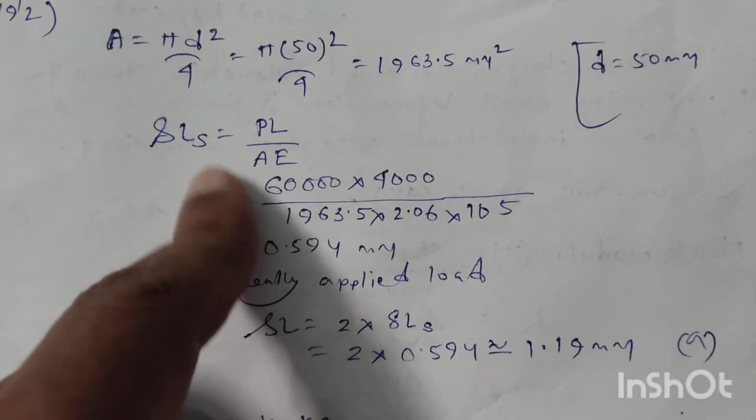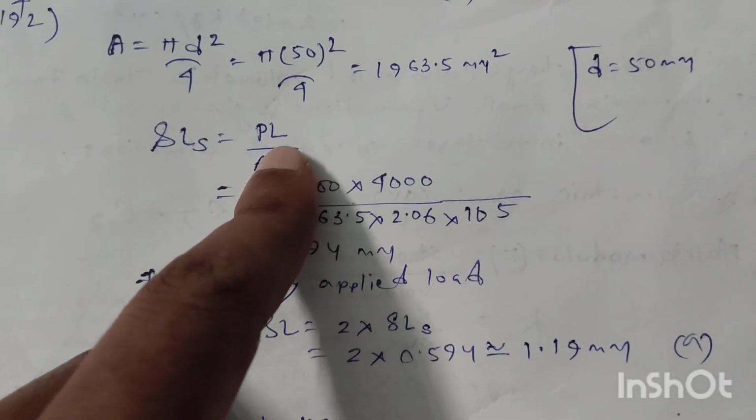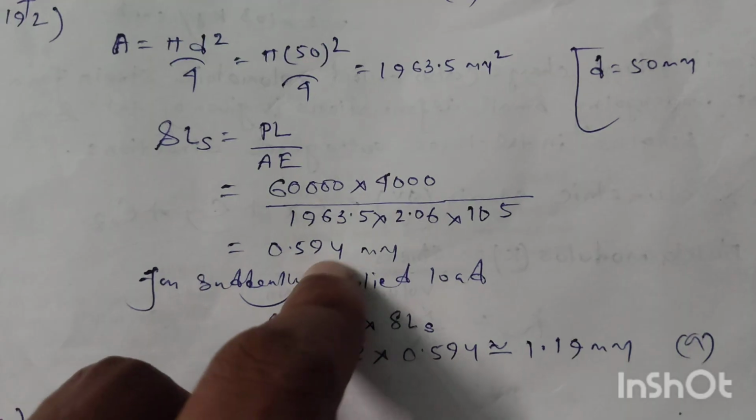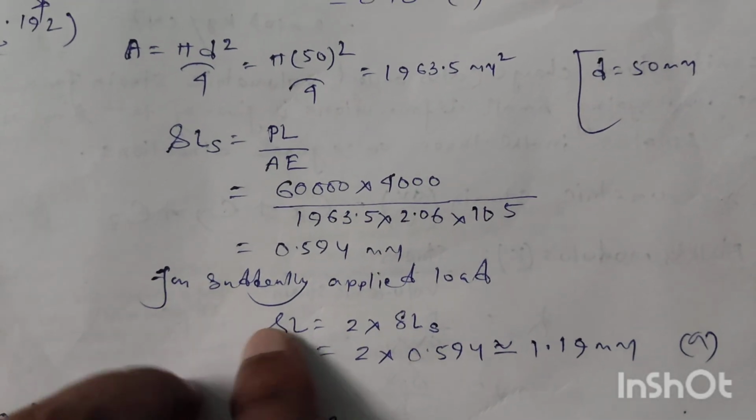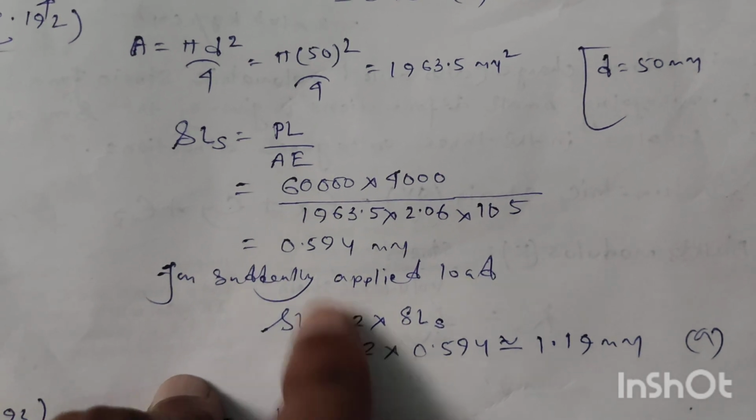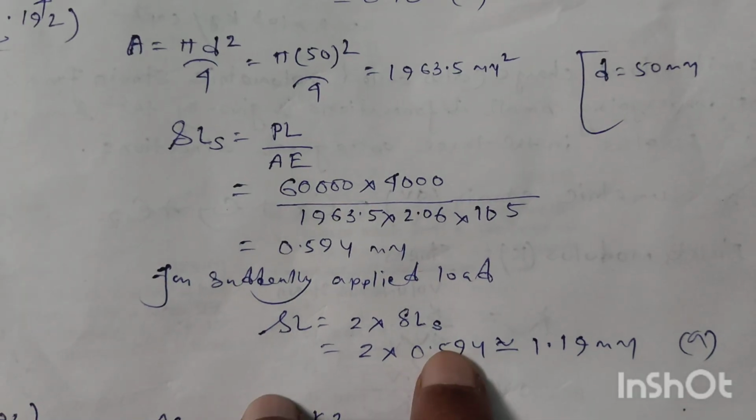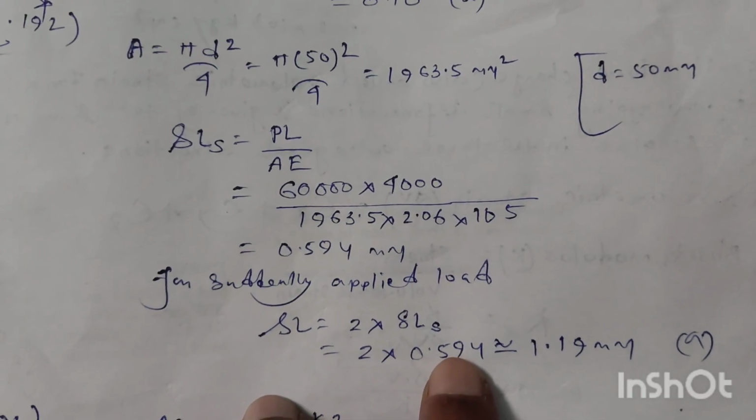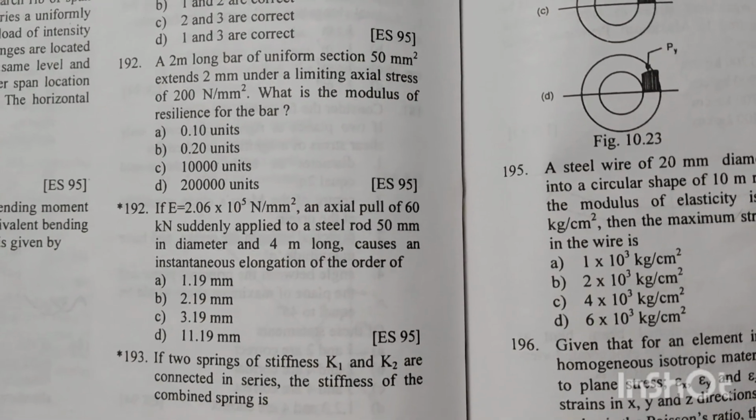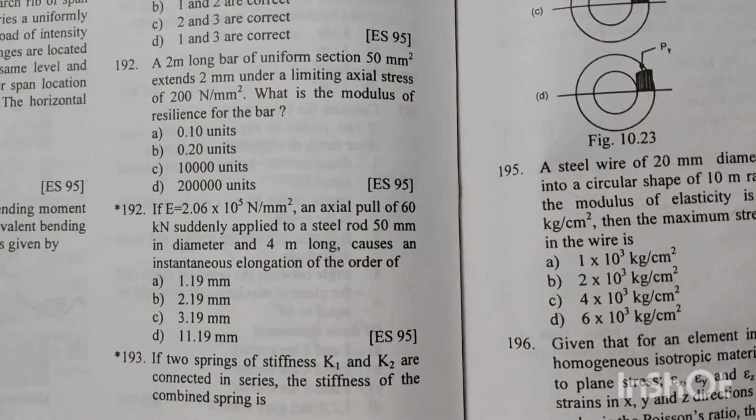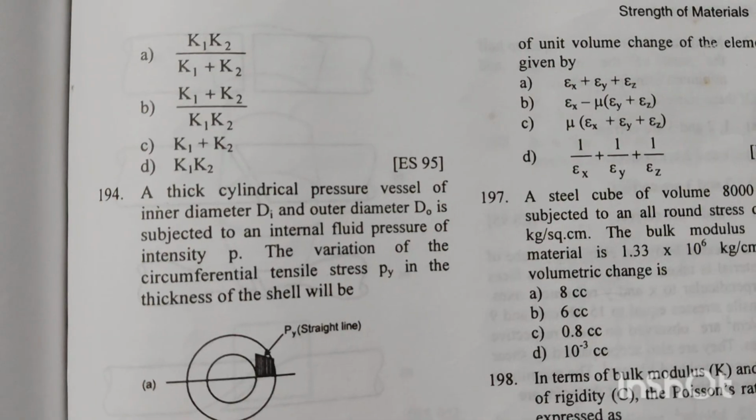So static elongation delta LS will be equal to PL by AE, and if we put all the values, delta LS will be equal to 0.594 mm. But for instantaneous elongation, delta L will be equal to 2 into this elongation delta LS. So 2 into 0.594 equal to 1.19 mm. Option A is the right answer. 193. If two springs of stiffness K1 and K2 are connected in series, the stiffness of the combined spring is. Option A is the right answer.